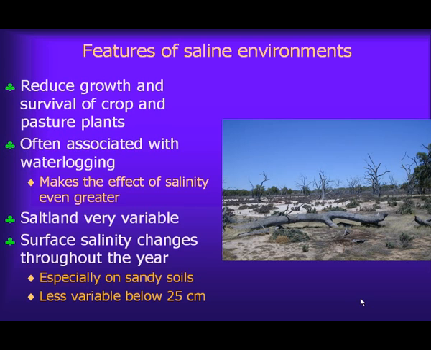Saltland is very spatially variable, and we've measured differences in salinity levels of tenfold within a metre in some situations. And the other thing about saline environments is that the surface salinity changes throughout the year, particularly so on sandy and sandy loam soils, although this variability is less once you get below 25 centimetres or so.